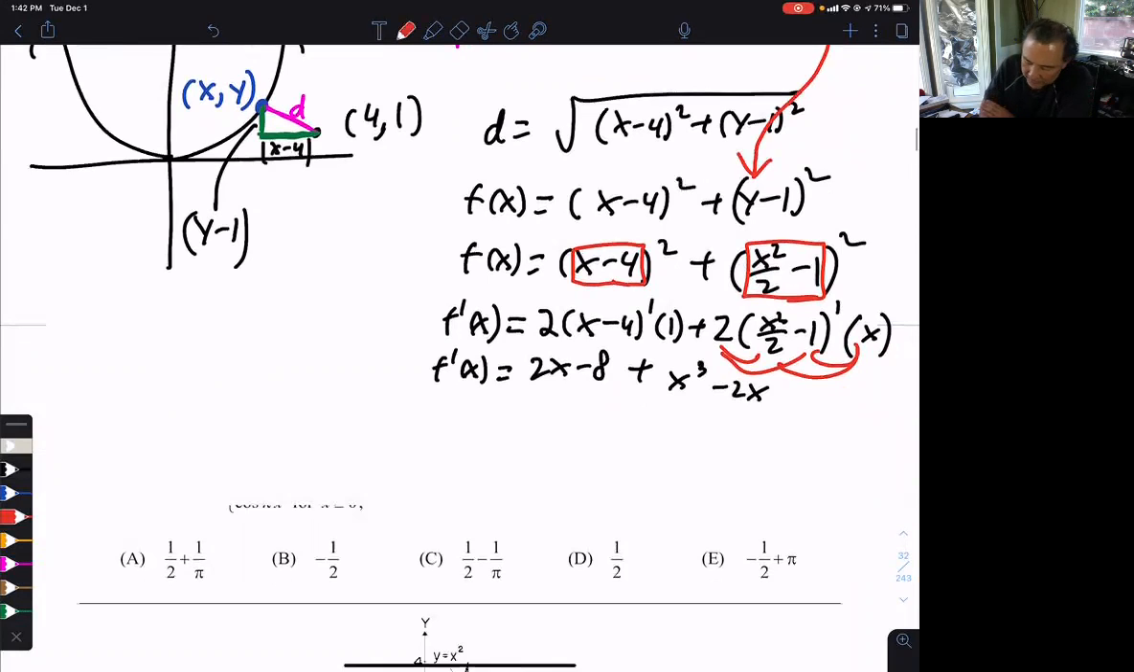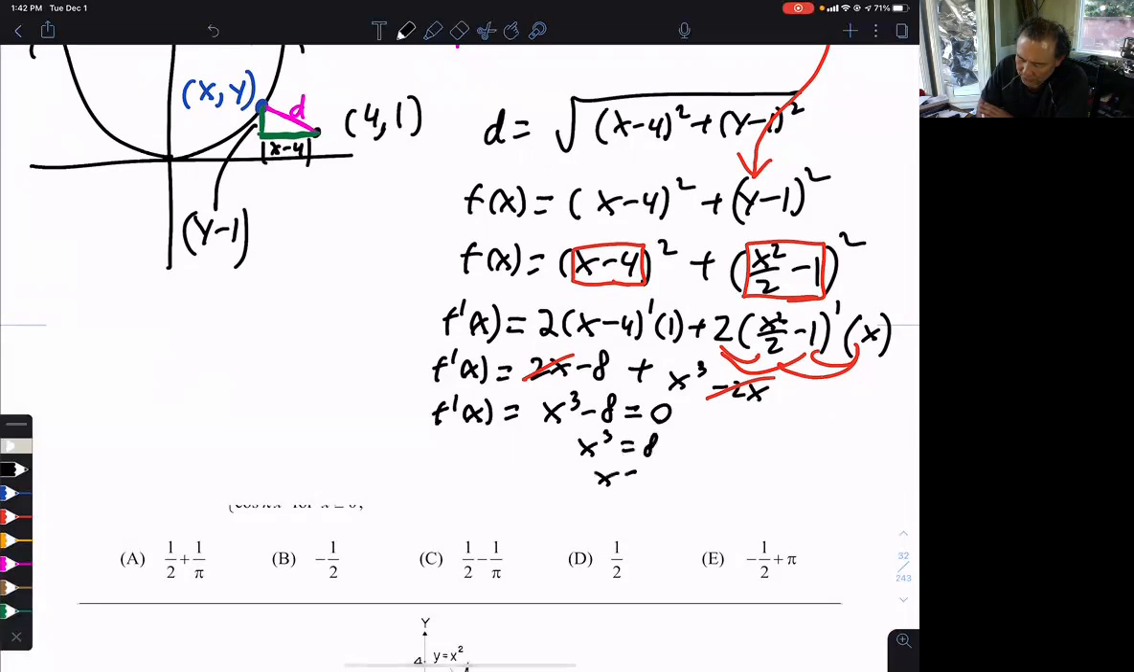And the beauty here, those cancel, and I have my derivative as x cubed minus 8. Where do max and mins occur? Critical points and endpoints. Well, to find the critical points, I set that equal to 0. x cubed would be 8, x would be 2. That is my only critical point. That's the only possible point to have a max or a min.